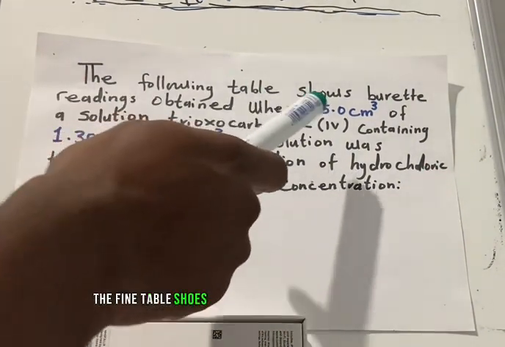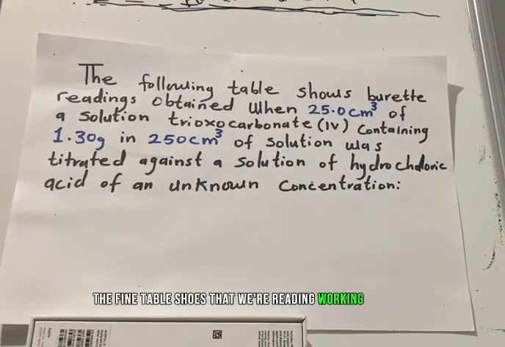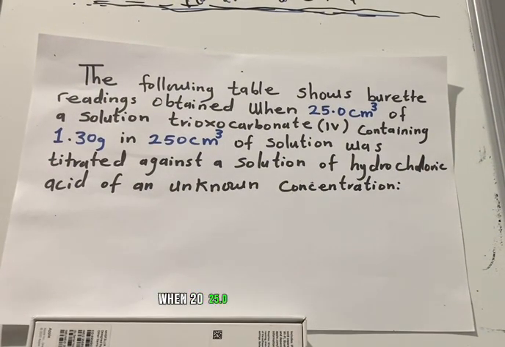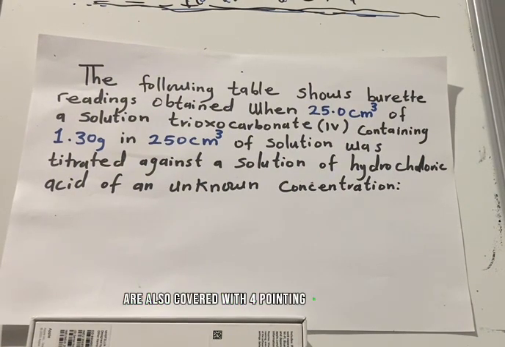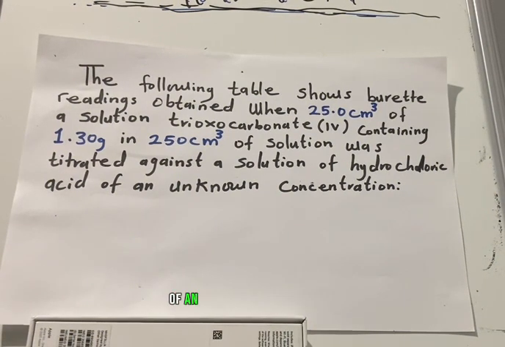It says here the following table shows the burette readings obtained when 25.0 cm³ of a solution of trioxocarbonate(IV) containing 1.30 gram in 250 cm³ of solution was titrated against a solution of hydrochloric acid of an unknown concentration. So they are asking you to calculate.